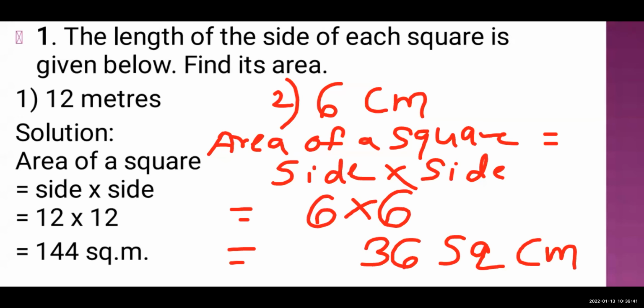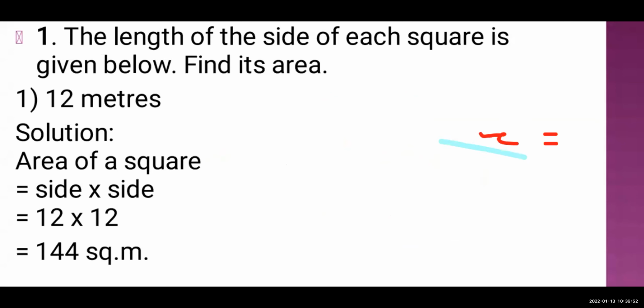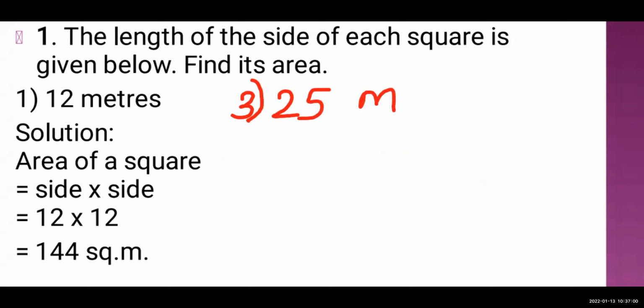Okay. I hope everyone has understood the second sums also. Now I'll give the third question. Let's everyone solve the third question now. I'm giving here only the question. You have to solve it, and I'll unmute any other student. Now third question is 25 meter. 1 minute for solving the sums, and then I'll ask you.